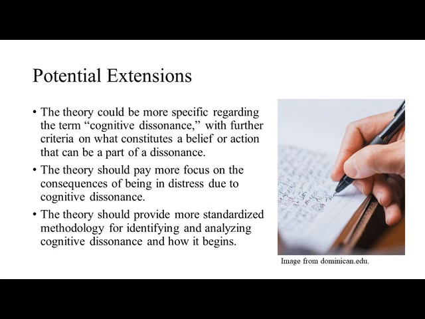And lastly, the theory should provide more standardized methodology for identifying and analyzing cognitive dissonance and how it begins. It kind of goes into the first one, but if cognitive dissonance as an academic theory were to be improved for people studying it, it would be much more helpful if the methods for identifying and analyzing cognitive dissonance were standardized so that everyone's kind of working with the same information when it comes to studying cognitive dissonance and how it occurs.